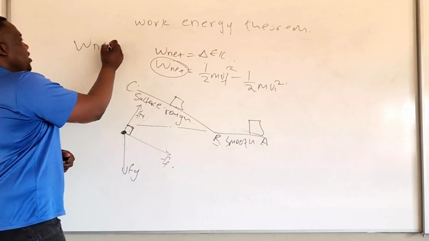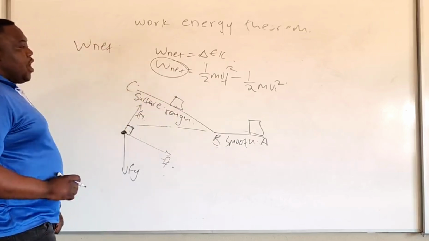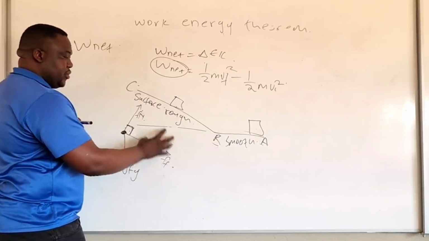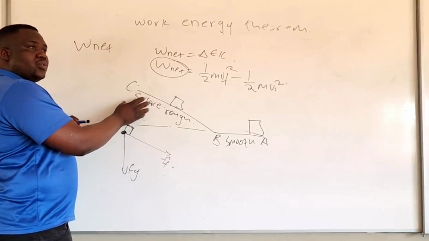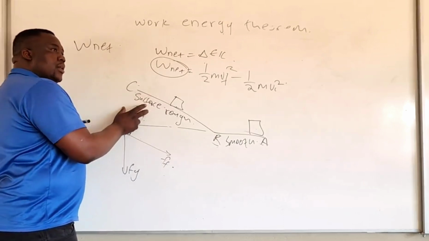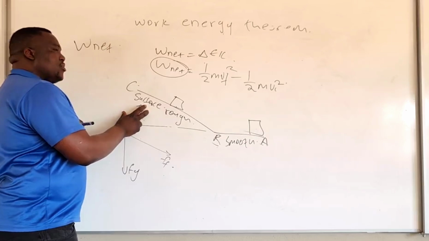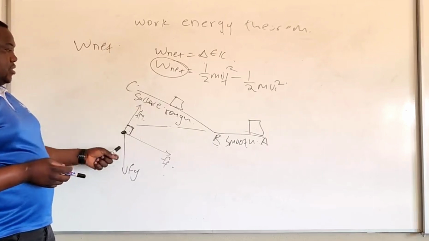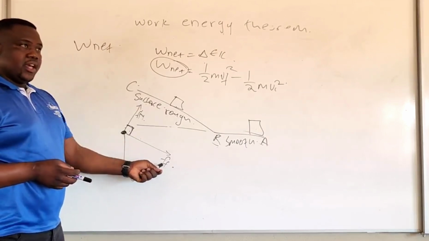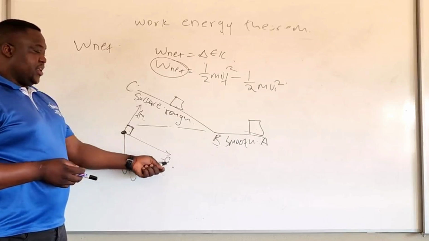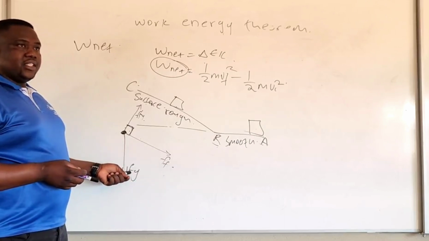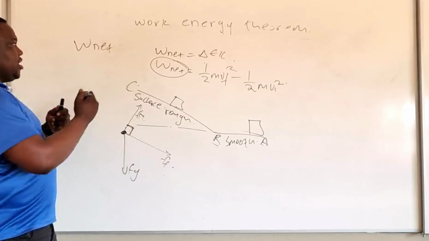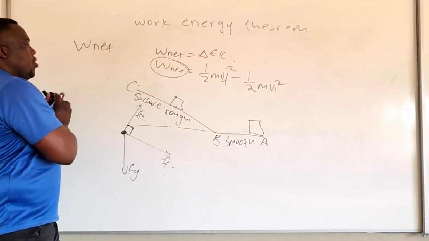Let us explain net work for this scenario. How many forces are acting on an object which can do work? Gravitational force and frictional force. We know normal force will not do work because it is acting at an angle of 90 degrees to the surface of an object. We're good, right? So we're going to have the frictional force and the gravitational force. These are the forces which will do work. So it means the net work is equal to what?